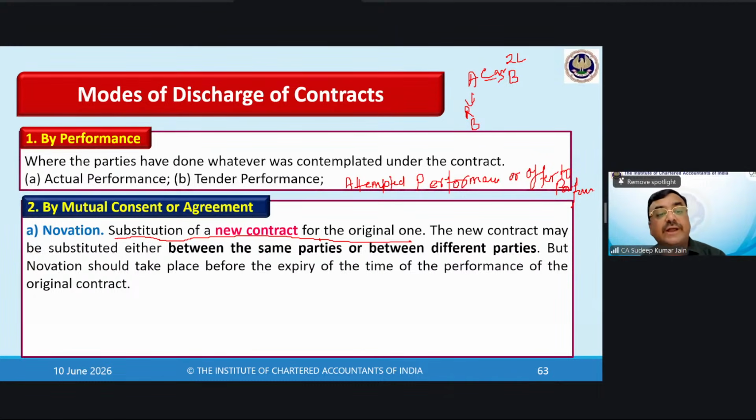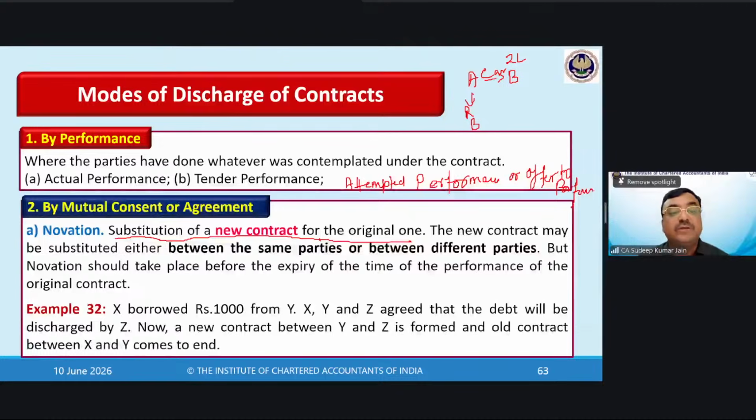The new contract may be substituted either between the same parties or between different parties, but novation should take place before the due date, before the expiry of the time of performance of the original contract.